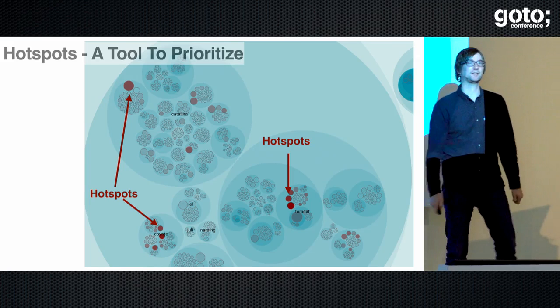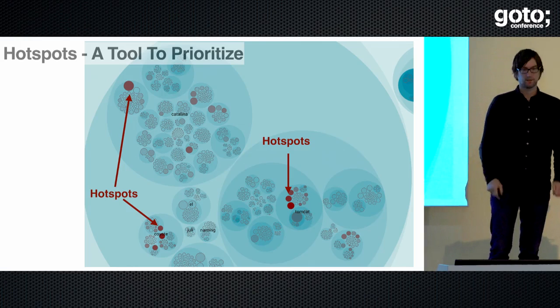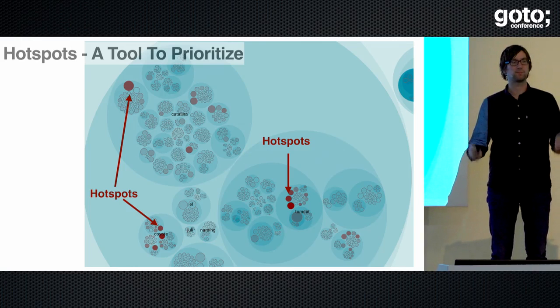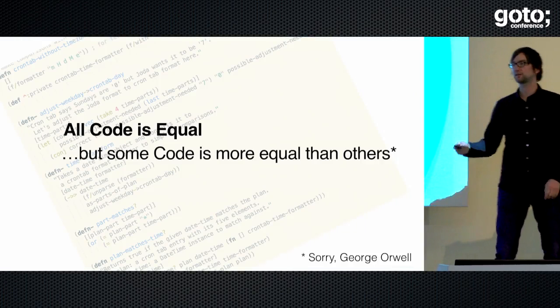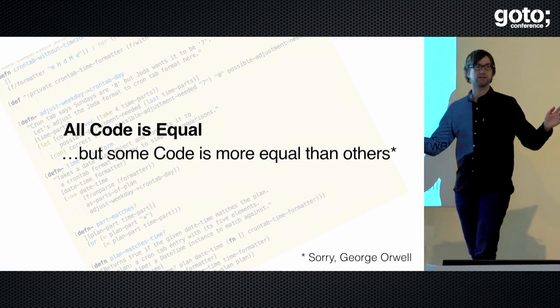And there's a fascinating reason why that's the case. I want to show you why by borrowing a quote from the great George Orwell. Perhaps you remember, those of you who have read George Orwell, that he actually said that all code is equal, but some code is more equal than others.